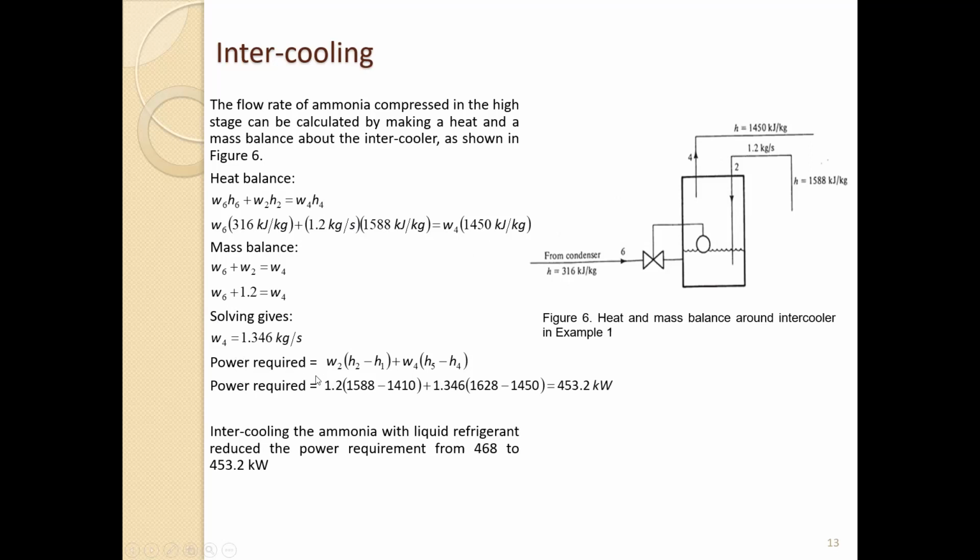Then power required is W2 times H2 minus H1 plus W4 times H5 minus H6, is 1.2 times 1588 minus 1410 plus 1.346 times 1628 minus 1450, is 453.2 kilowatt. So intercooling the ammonia with liquid refrigerant reduces the power requirement from 468 to 453.2.